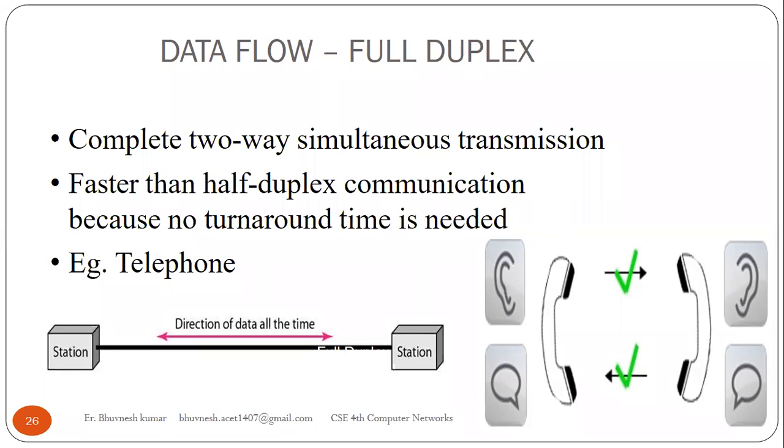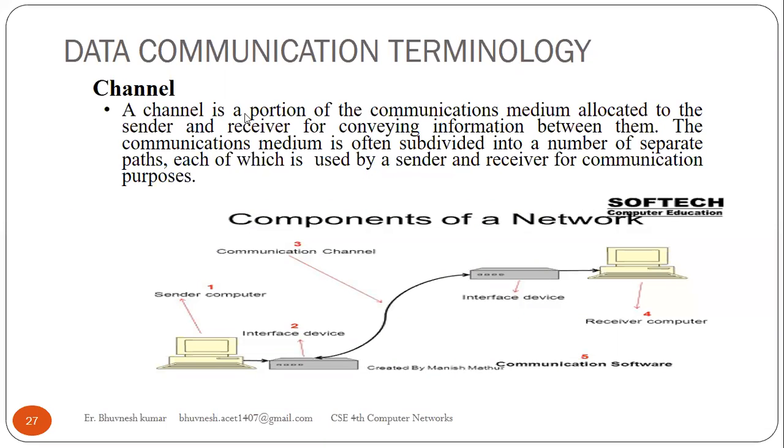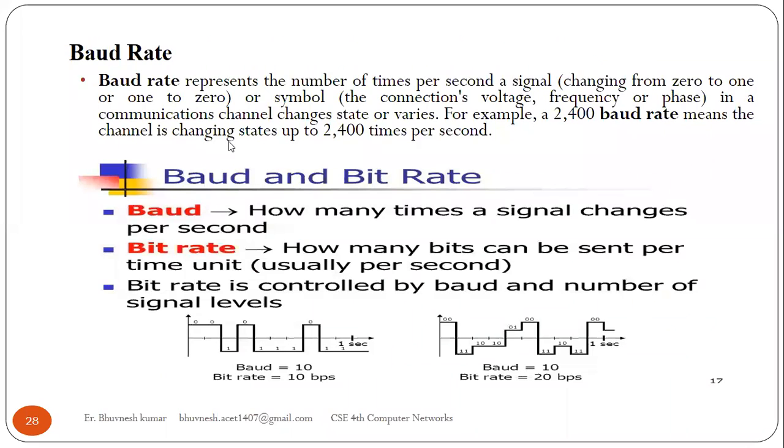There are three types of transmission mode. First is simplex, second is half duplex, third is full duplex. Further, there are terminologies. Channel: a channel is your media or medium. A channel is a portion of the communication medium allocated to the sender and receiver. The sender can send data to the receiver if there is a medium or channel. It can be wired or wireless. That is your channel.